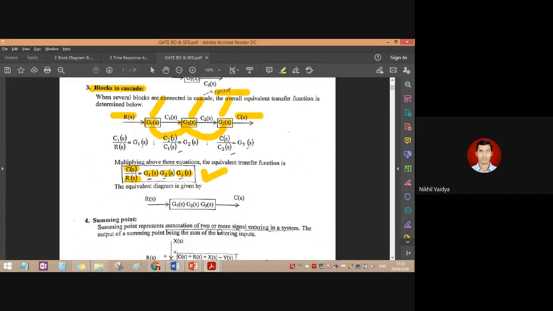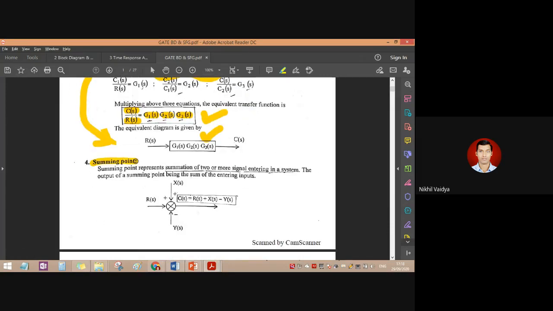So how to redraw that? See, this complete system which was in cascade is now replaced by only one block. C of S upon R of S, G1 of S, G2 of S and G3 of S. So this is the cascade rule. Very simple.